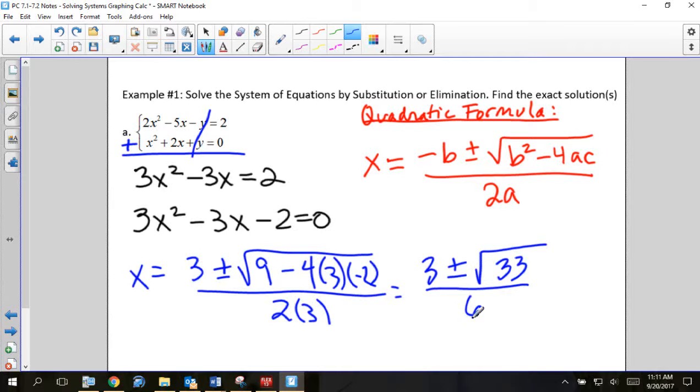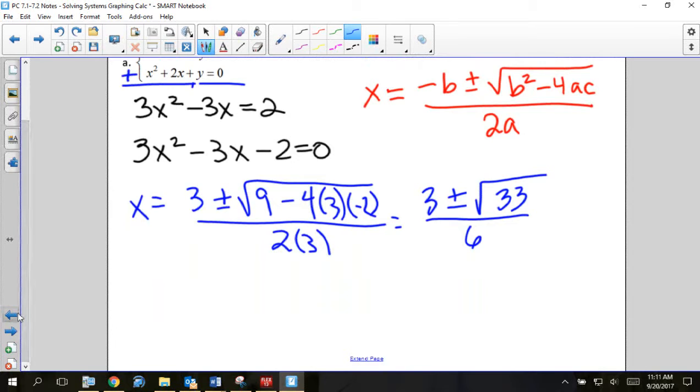Okay, when I look at my 2 equations, which one do you think we should plug it into? Let's plug it in for the second one. So in the second equation, wherever we see an x, we're going to plug in that. So I will have 3, and I'm just using the plus this time.